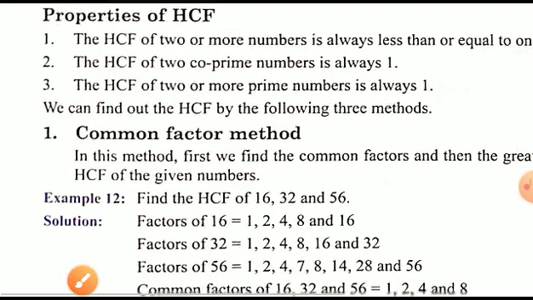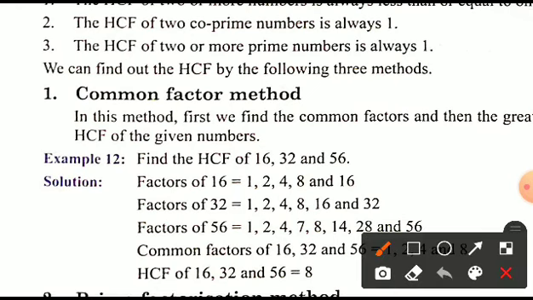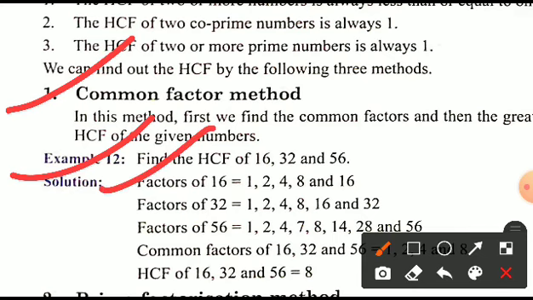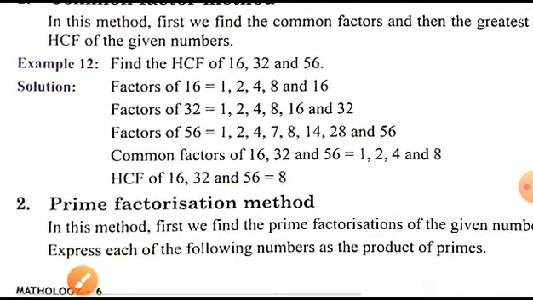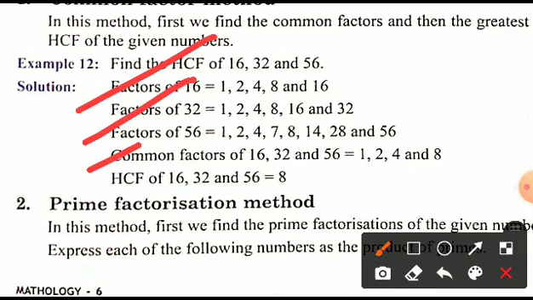Okay students, now the common factor method, which means there are some factor methods by which we can find the HCF. First, find the HCF of 16, 32 and 56. Here we have to find the factors of each number one by one. After that we have to take the highest common factor. Clear? Okay. By doing this we get 8 as the highest common factor. That means the answer will be 8.